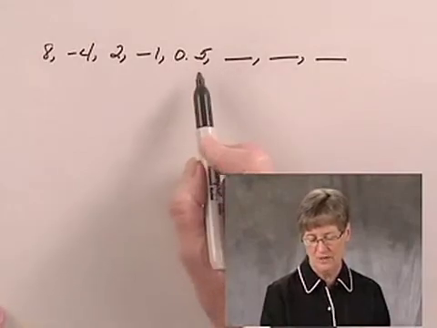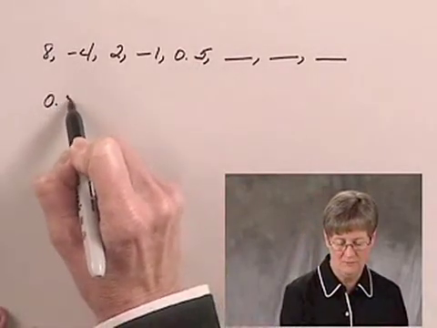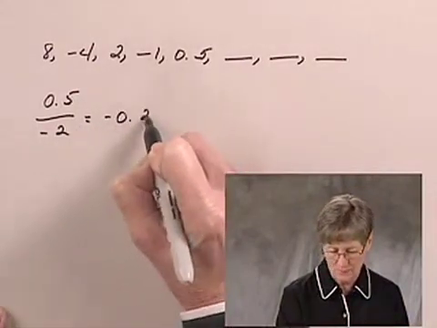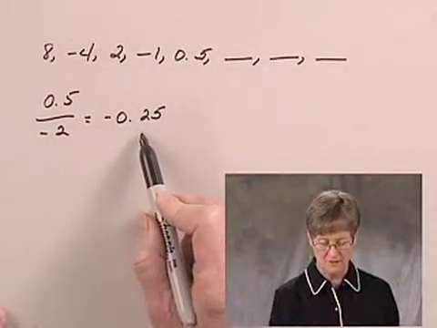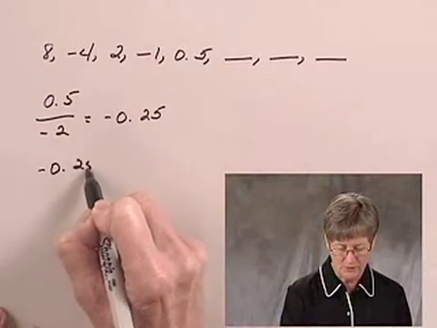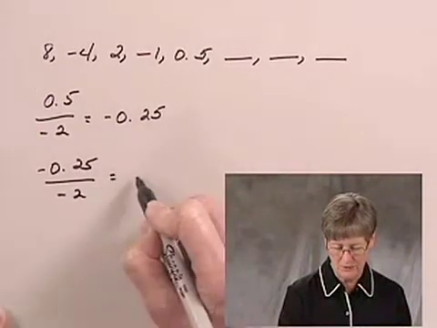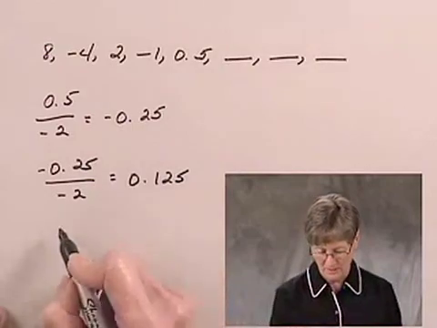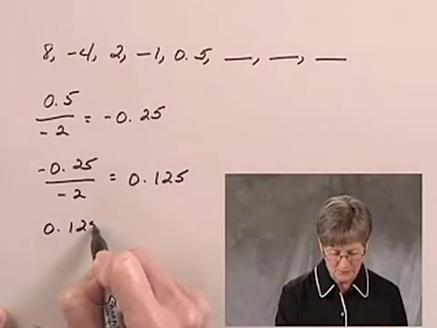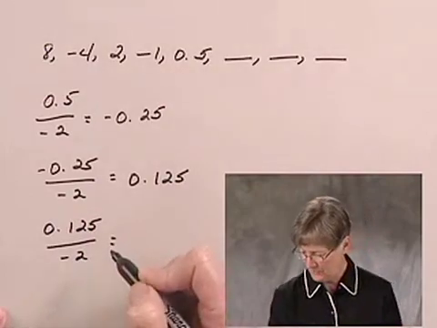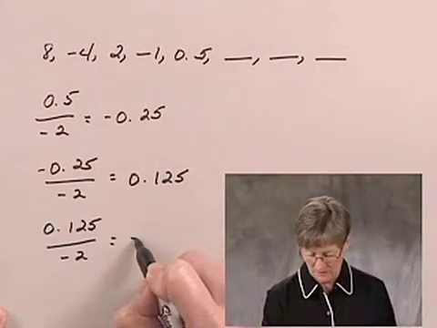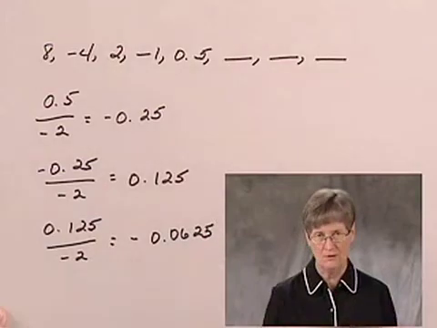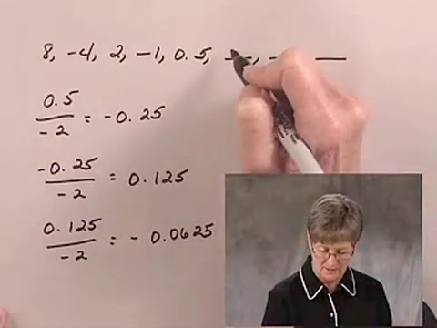So it looks like to find the next three numbers, we start with 0.5 and divide it by negative 2, which gives us negative 0.25. Then we would take this number and divide it by negative 2. Negative 0.25 divided by negative 2 is 0.125. And finally, we would take this number and divide it by negative 2. 0.125 divided by negative 2, and when we do this division, we get a negative number, negative 0.0625.